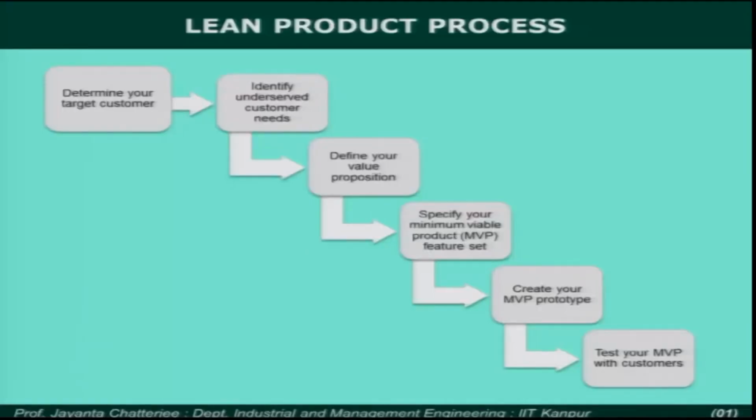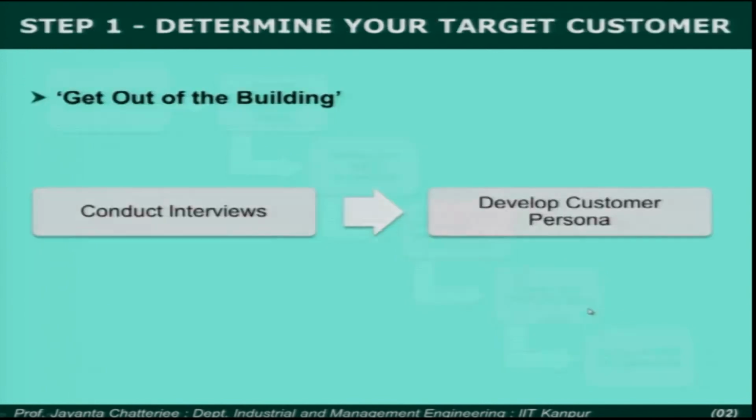Now, once you have your value proposition, then you get into what we call the minimum viable product, and that is what we are going to discuss about this whole process. So, those are the next three blocks that you see on your screen, these last three, that specify your minimum viable product, create your minimum viable product prototype, and test your minimum viable product with customers. So, the first three blocks we covered in the last session, and these three blocks we are going to cover in this particular session.